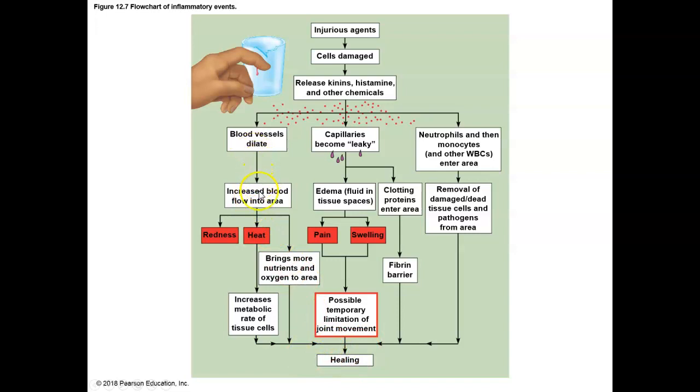When blood vessels dilate, you have more blood flow to that area. When blood flows faster to an area, this provides the redness that we associate with the inflammatory response, and heat, which are two of the other cardinal signs. When you have more blood flowing, you also have more oxygen and nutrients, which are going to promote healing because you have an increased metabolic rate for your cells.